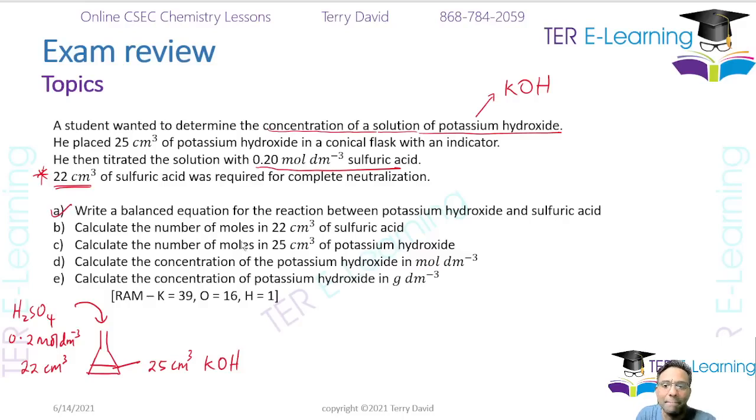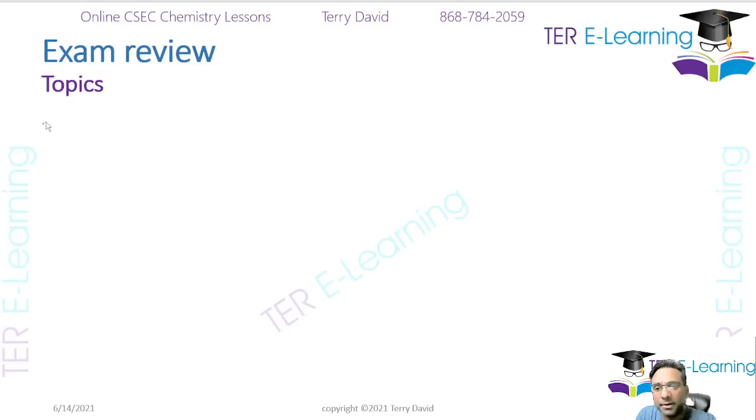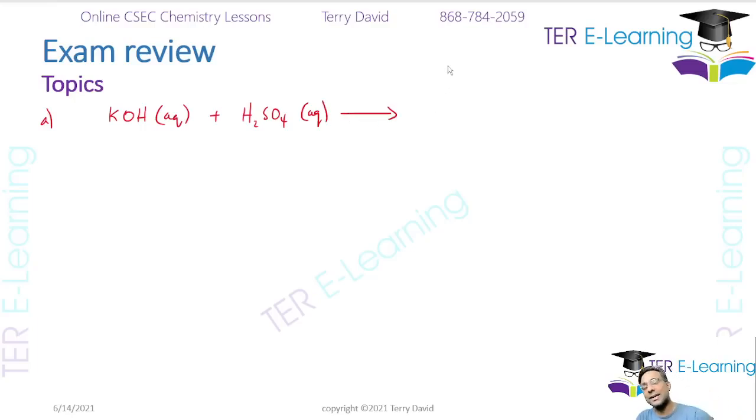Part A: write a balanced equation for the reaction between potassium hydroxide and sulfuric acid. Potassium hydroxide is KOH, aqueous because it's in solution, plus sulfuric acid, H2SO4 aqueous, produces. When I'm adding an alkali to an acid, just like in the previous question, we get a salt and water. The salt in this case will be potassium sulfate, K2SO4 aqueous.